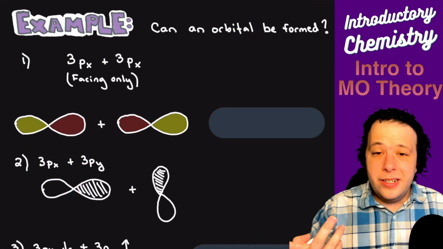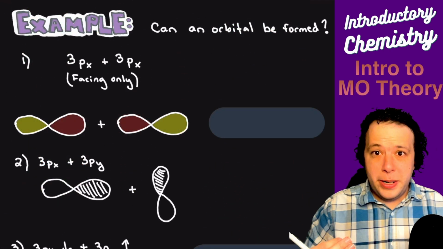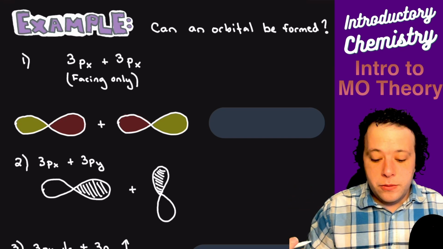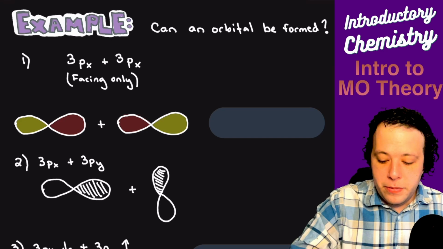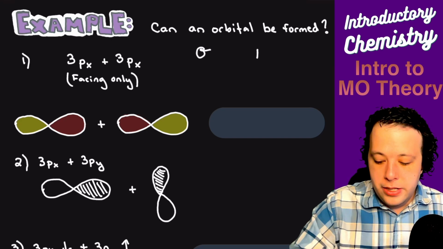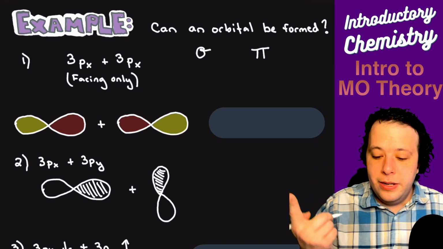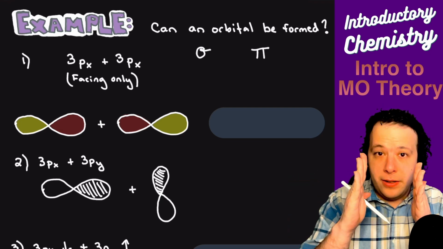So the whole idea here is when we're looking at them. If you're given a pair of orbitals, you're just trying to figure out, well, can they form or can they not? Well, what could we make, if you remember? We had sigma and pi from hybridization. Sigma was all about overlap and pi was about being parallel.